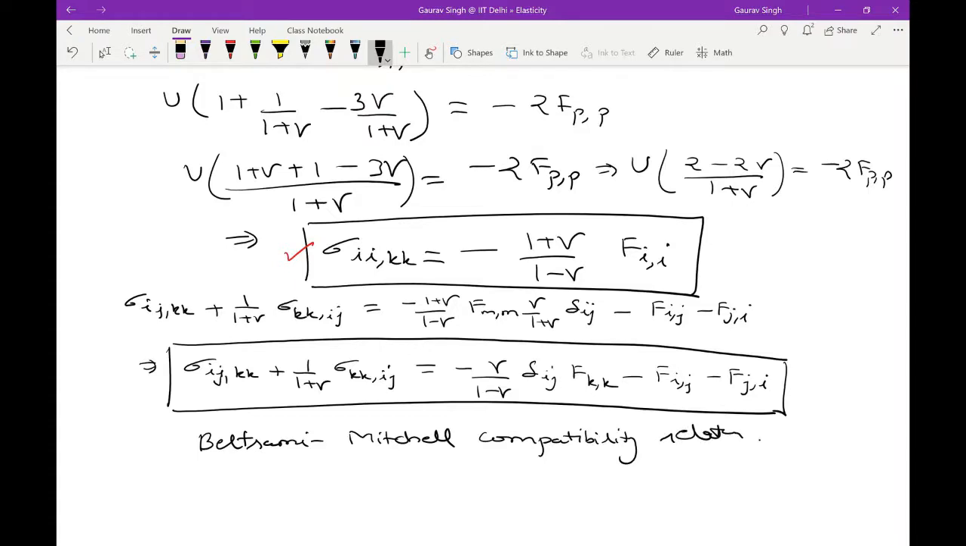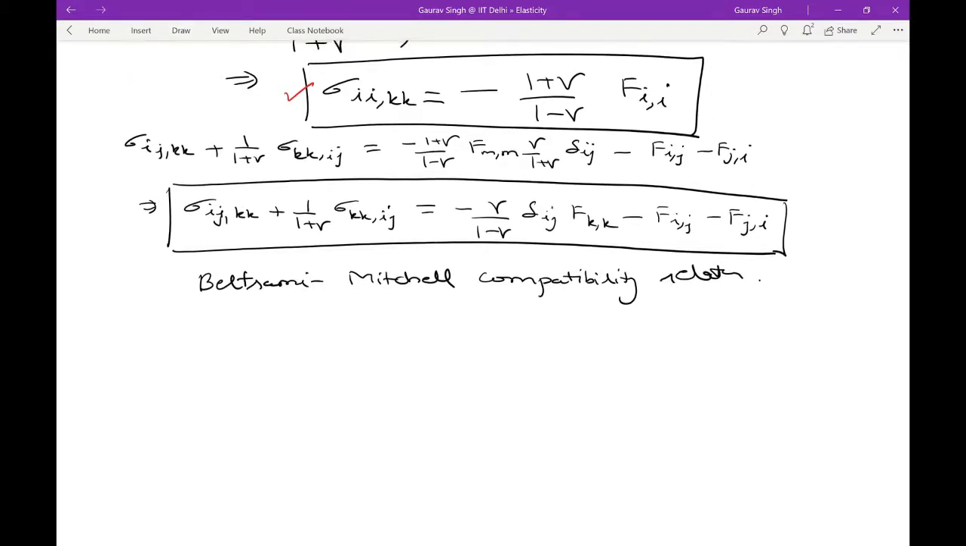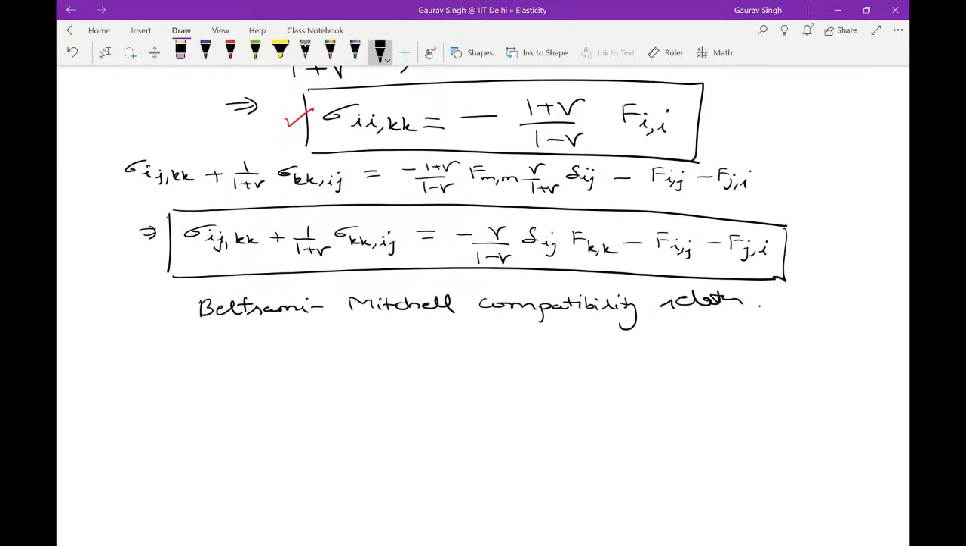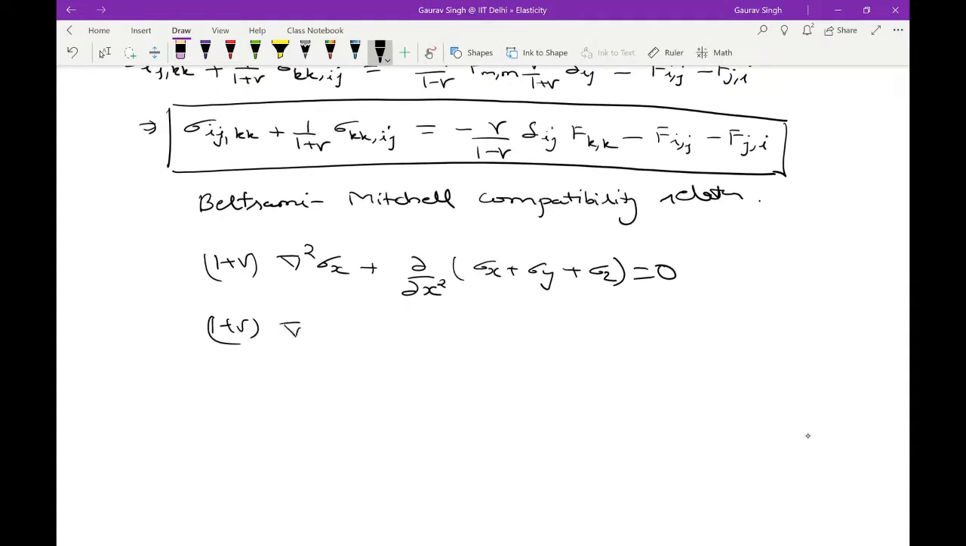And with no body force, I think it should be very easy to write, because for no body force, these f i comma j and f j comma i terms would be 0. So we can write this as 1 plus nu times this Laplacian operator. You can just expand this and write it. Please verify that you can write this, that's important. And so for no body forces we are writing this.